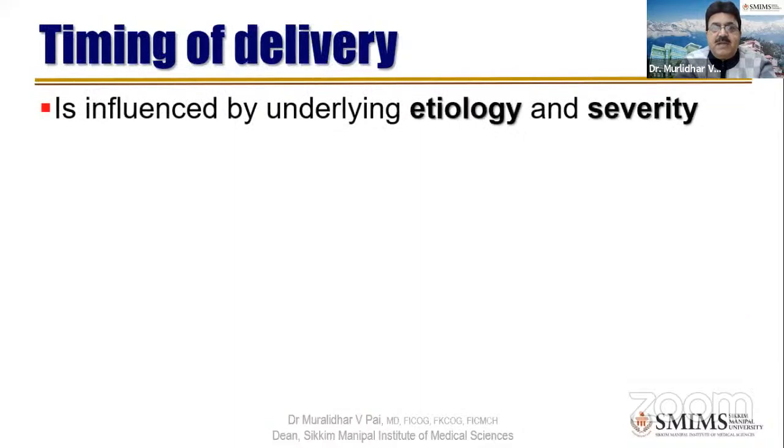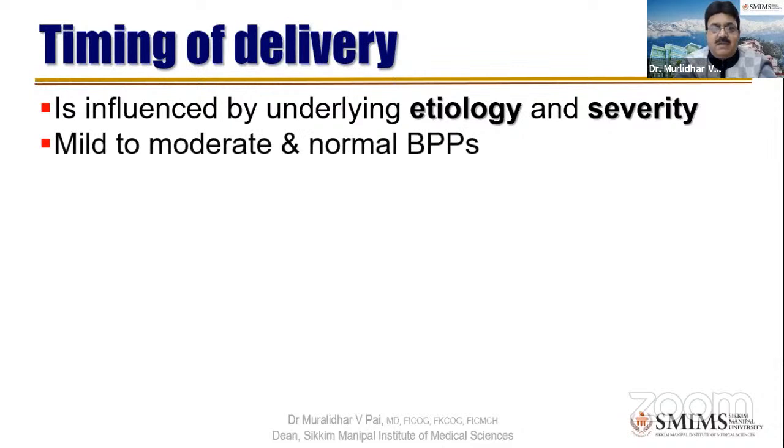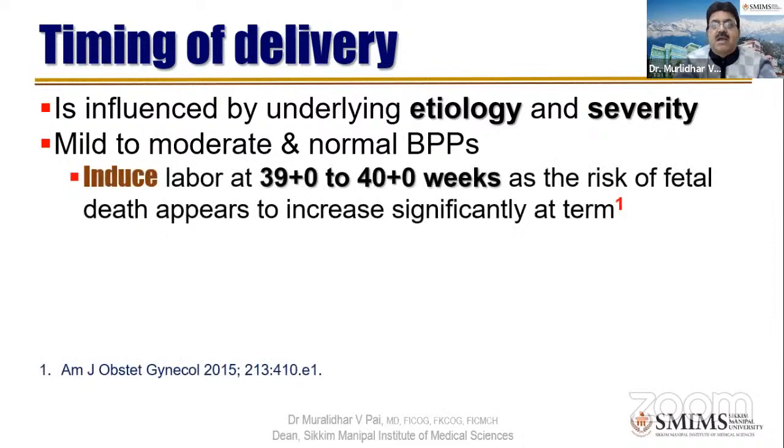Timing of delivery is influenced by underlying etiology and severity. If it's a fetal etiology, maybe sometimes you will deliver early. And if it is very severe, also you may deliver early. Mild to moderate and normal BPPs, it is advisable to do BPP weekly or sometimes twice weekly. Induce labor at 39 plus 0 or 40 plus 0 weeks, as the risk of fetal death appears to increase significantly at term. So there is no point in going beyond term in polyhydramnios cases.